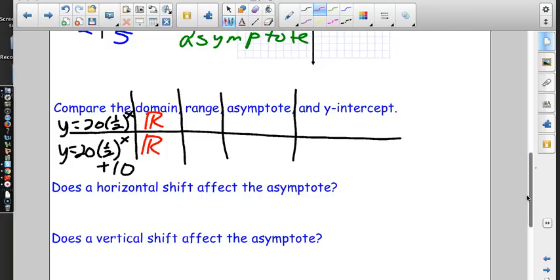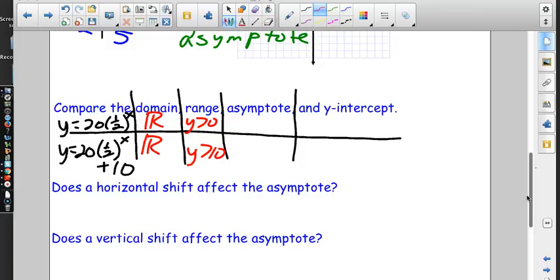But the range changes because this one didn't have an up and down shift. Our range was just going to be y is greater than 0. But when you shift the whole graph, you also shift the asymptote. So now this one is going to be y is greater than 10.